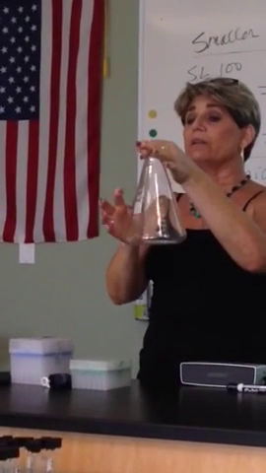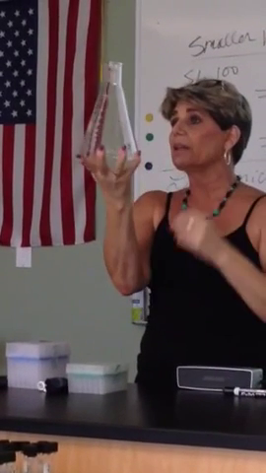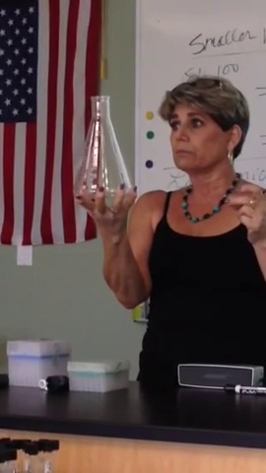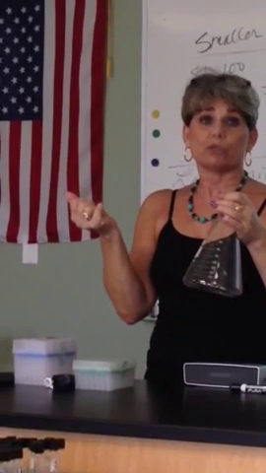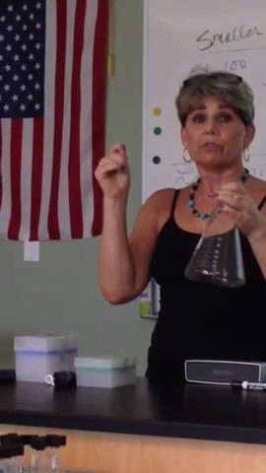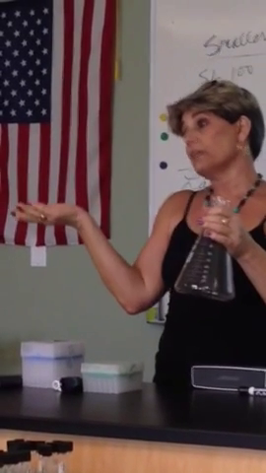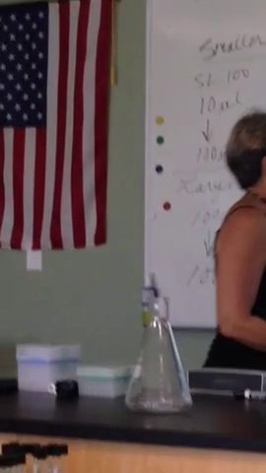What if I wanted microliters? How many microliters do I need to make a liter? 1,000,000. I need 6 zeros. 1, 0, 0, 0, 0, 0, 0. I need 6 zeros because it's 10 to the 6th, or 10 to the negative 6th. Okay, so practice that, scientific notation.